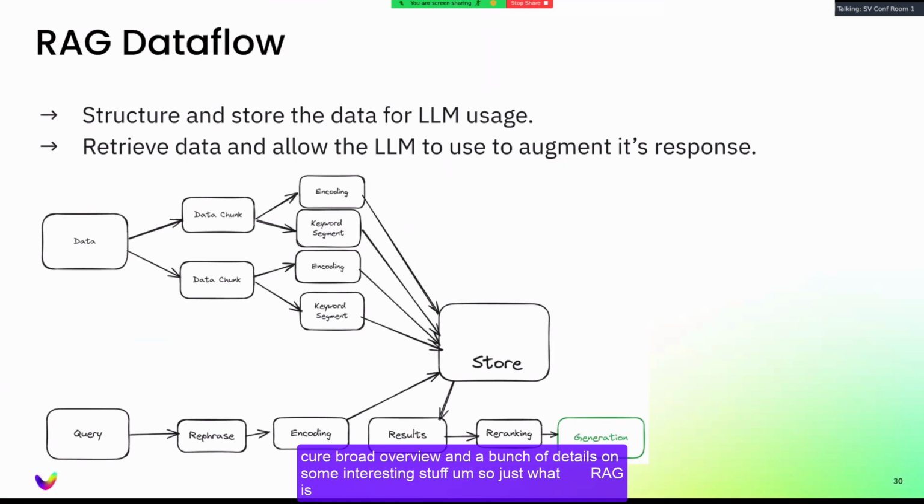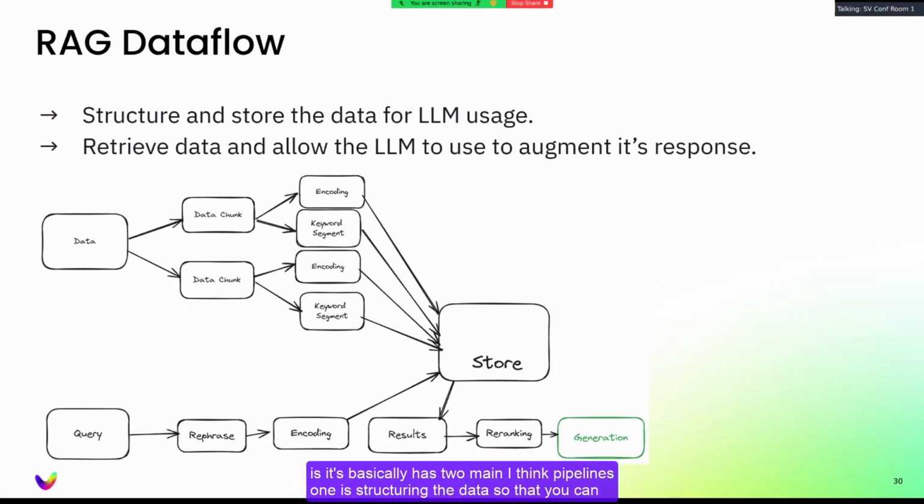What RAG is, is basically two main pipelines. One is structuring the data so that you can retrieve it, and two is doing the generation while retrieving it. So you have the ingestion and retrieval pipelines, and they're both complicated ML pipelines. If you want state-of-the-art performance, you can do naive things and you can do complicated things. This is one example of what you could do.